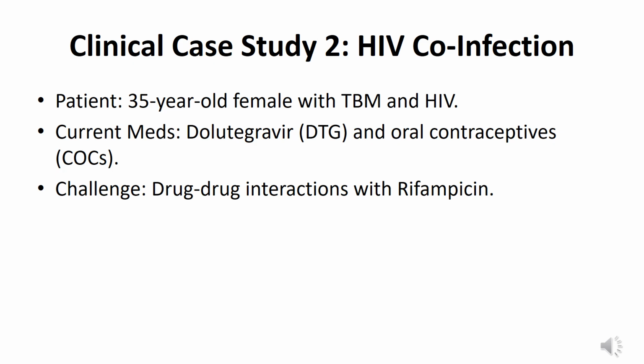For tuberculous meningitis, rifampicin is a cornerstone of treatment. It is one of the most effective drugs for killing tuberculosis bacteria and improving patient outcomes. However, rifampicin is also a powerful inducer of liver enzymes. In simple terms, it speeds up the body's ability to metabolize many medications.